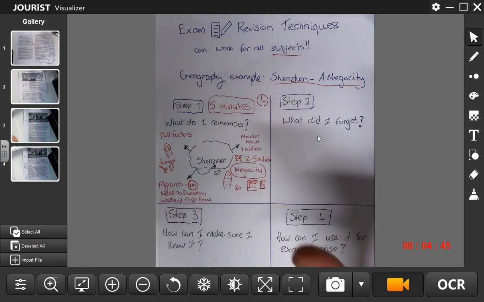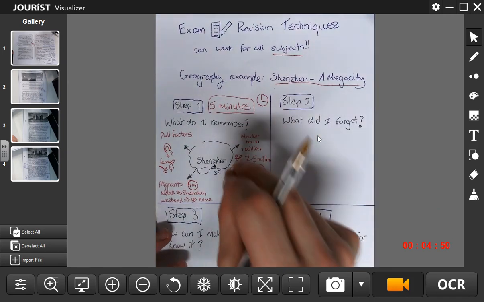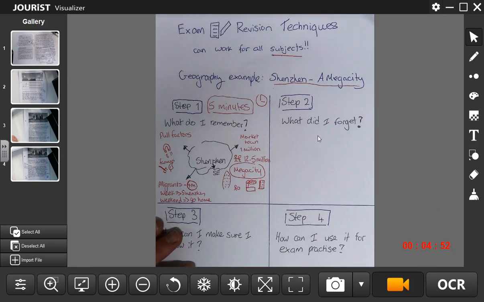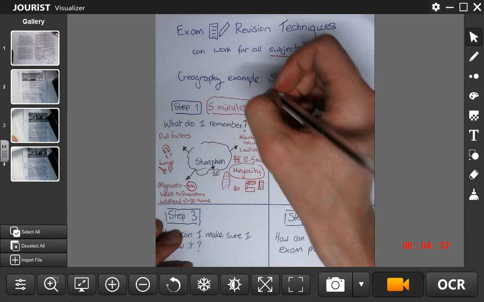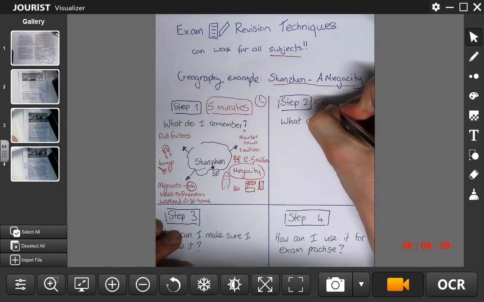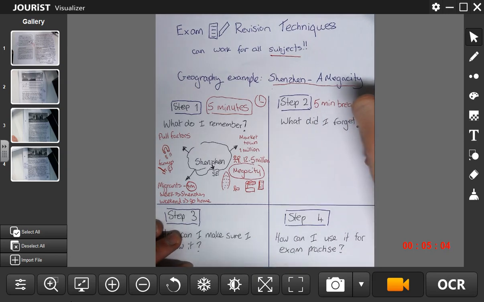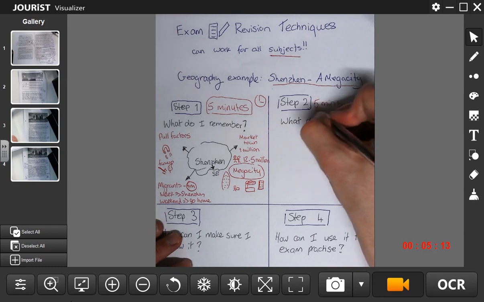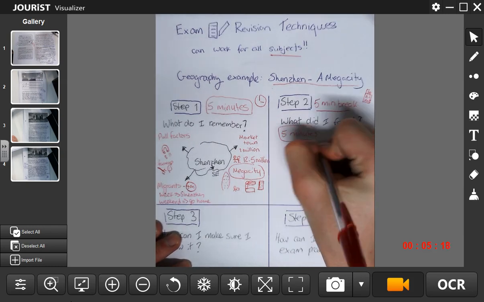So I've just brain dumped a few things that I know about Shenzhen onto my mind map in one color. Now, what did I forget? So if I go back, what I'll do here is I'll probably take a 5-minute break. So 5-minute break, have a Kit Kat, whatever it is, and after you've had your nourishment, you can come back and spend another 5 minutes putting in another colour what you forgot.